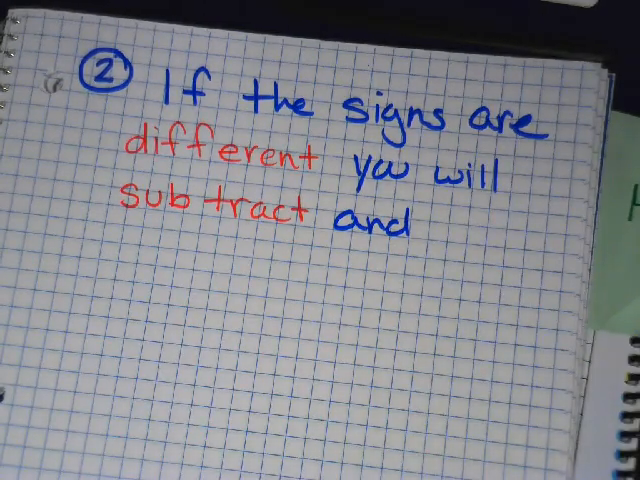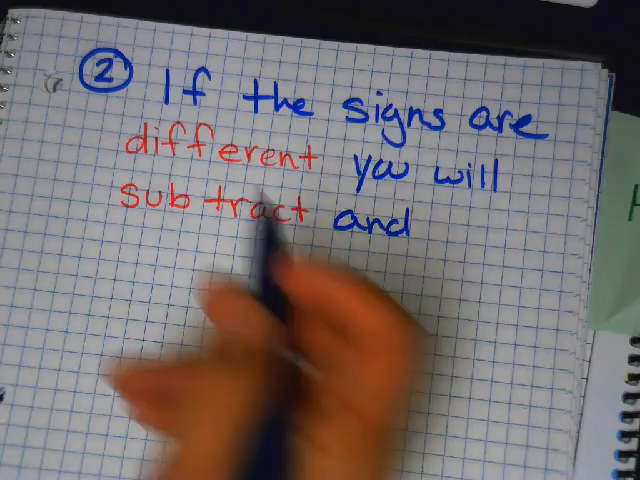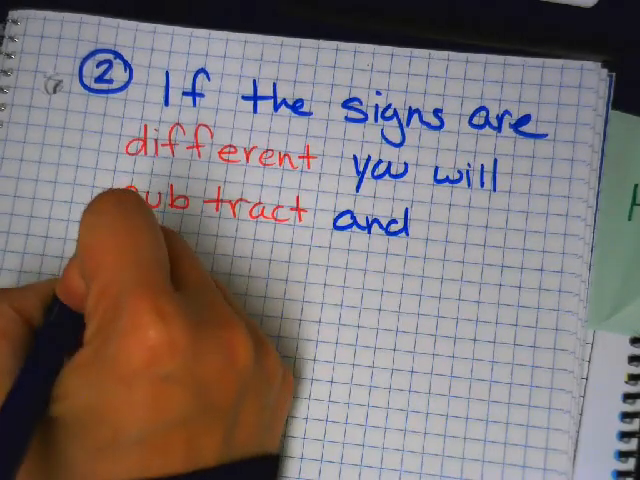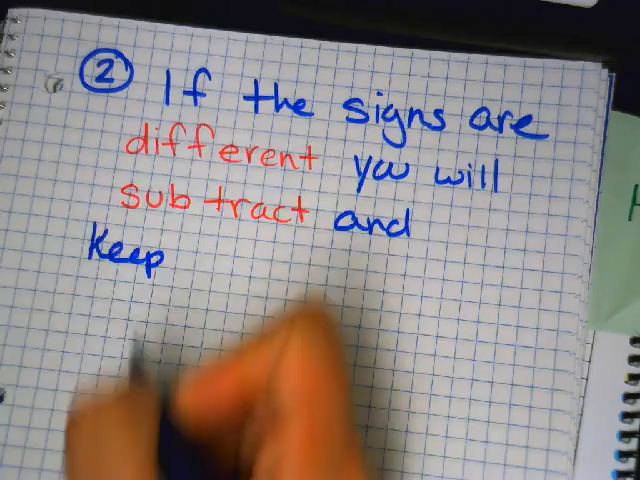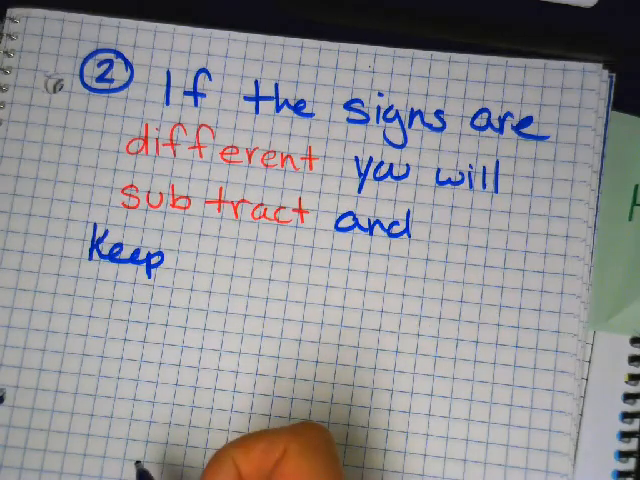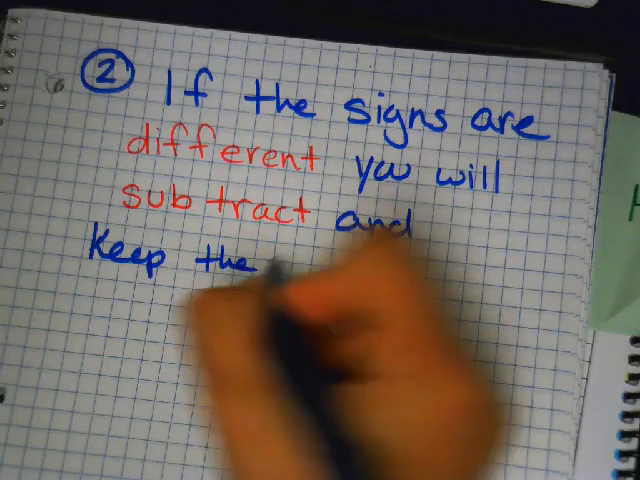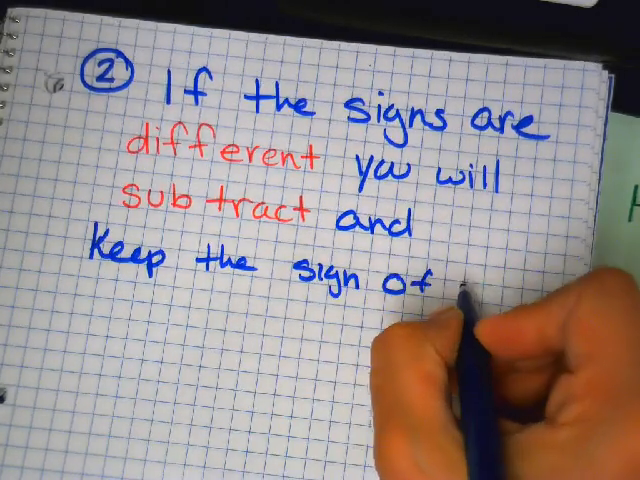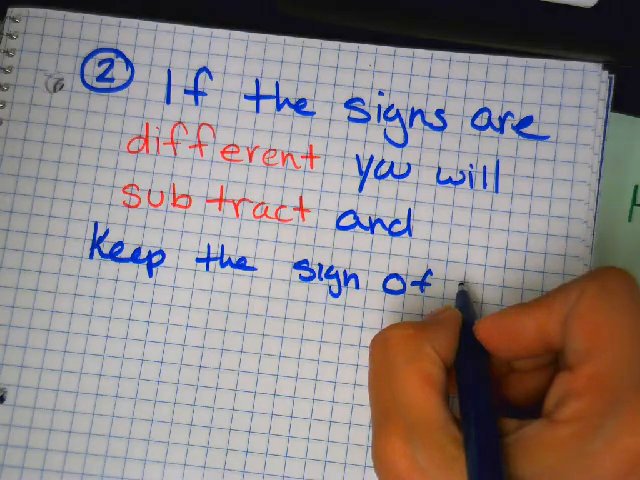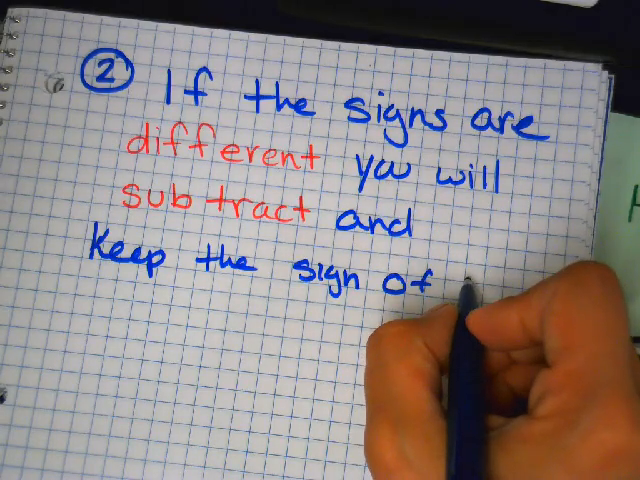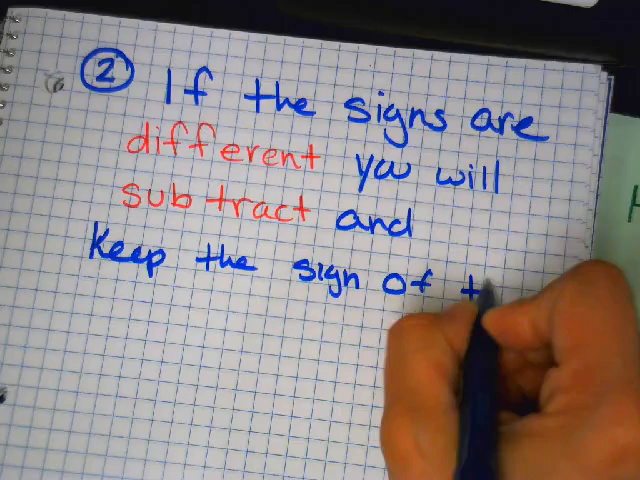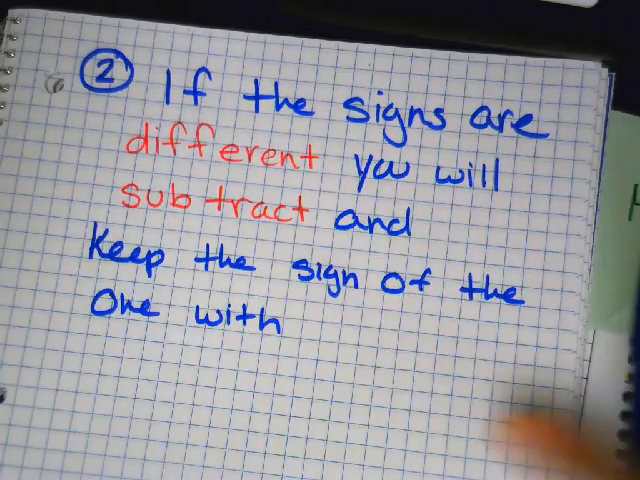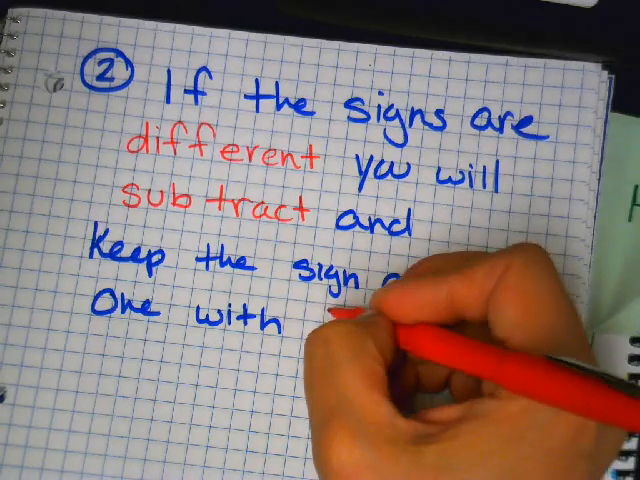Kids love to use that rule more than this rule. If the signs are different, you will subtract and keep the sign of the one with more. Is that what you said? Yeah. Keep the sign of the one with more.